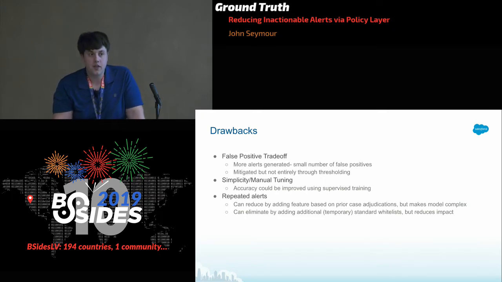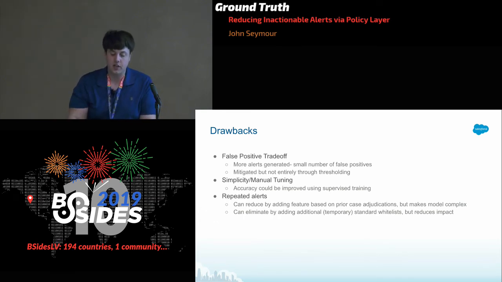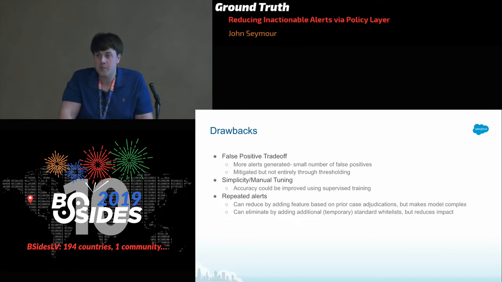A piece of low-hanging fruit that you might think is that the model is actually very, very simplistic right now, right? You could, for example, train it on historical data, like previous case adjudications. That's definitely something we're looking into. But probably the primary drawback here is how the model handles repeated alerts. With whitelisting, you can completely negate an alert from being generated, but you can't do that here. You can reduce them by adding sort of features based on prior case adjudications, but that makes the model complex. You could also eliminate them by adding additional, hopefully temporary whitelists, but that brings us back to the initial whitelisting problem, and it reduces a lot of the impact of this approach.